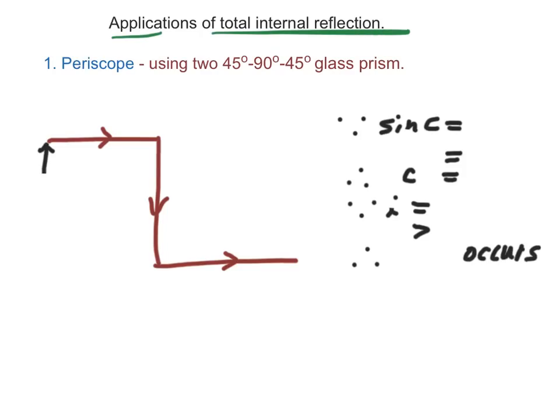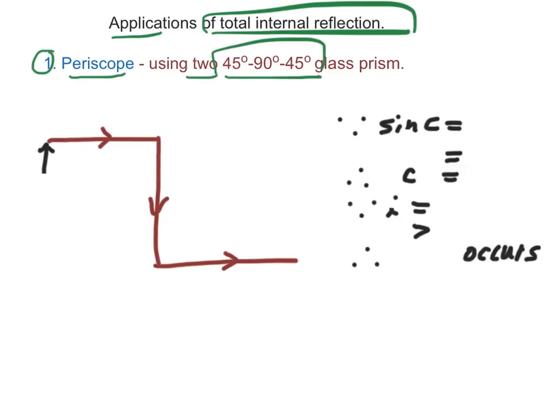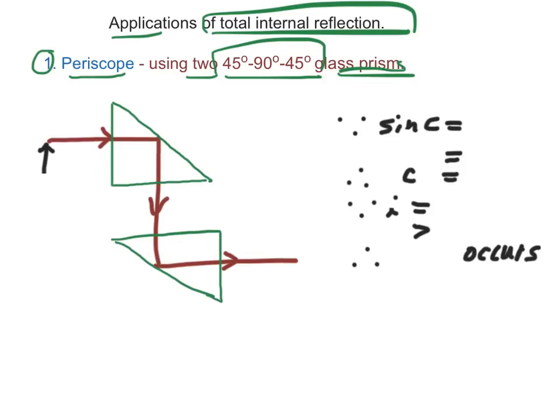Applications of total internal reflection. The first is the periscope. We use two 45-90-45 degree glass prisms. In order to direct the light waves along the path, we should put the two glass prisms in position. The angle of incidence I is equal to 45 degrees.